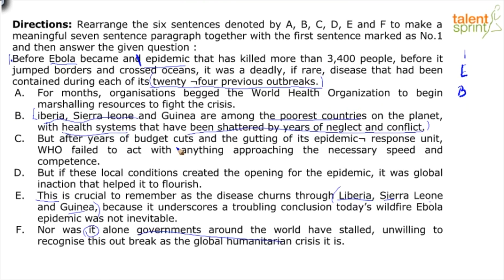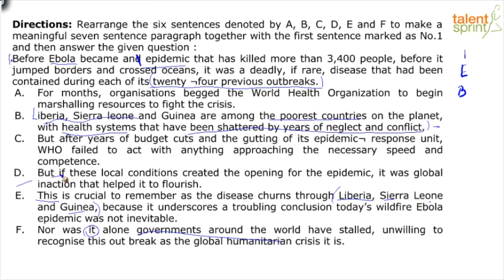What can be the next sequence? So I have 1, E, B. The next sequence: for months organizations beg the World Health Organization? No. But after years of budget cuts and the gutting of its epidemic, where is that coming from? The previous one is talking about how the conditions are in these countries. The condition is this: health systems that have been shattered by years of neglect. So referring to these poor conditions is D.